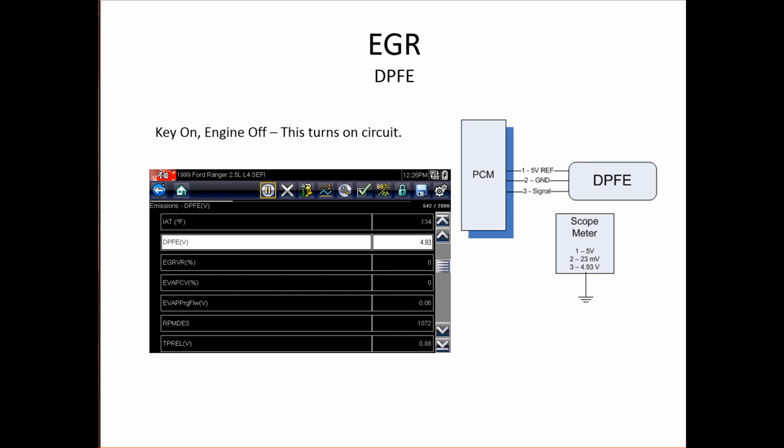Because there's current in the circuit, so it is a voltage drop, and that's very good for a sensor. Usually you want a max of 200 millivolts, so 23 millivolts is really good. And then the signal line was 4.93. So at that point, I knew circuit integrity was good, because I'm back probing the sensor, it's 4.93, and the PCM is reading 4.93.